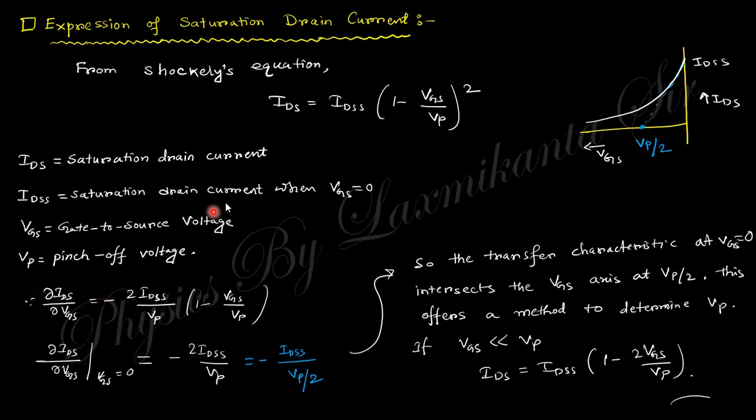Expression of saturation drain current: the saturation drain current will be IDS equal to IDSS times (1 minus VGS by VP) whole squared. If you take this derivative, you will get this value. The transfer characteristic intersects the VGS axis at VP, which is a method to determine VP. So using this, you will get the value of VP, that is the pinch-off voltage. This is the method by which we can find out the pinch-off voltage.